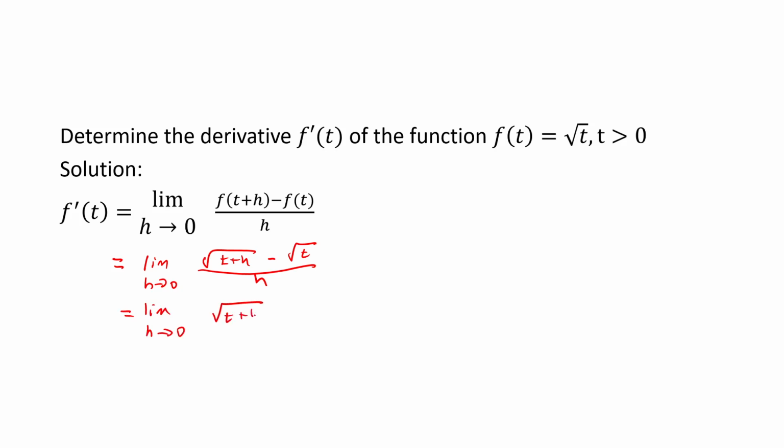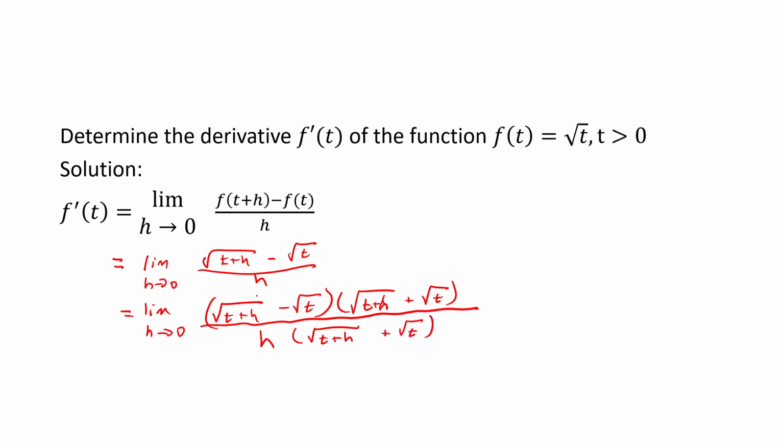I can say the square root of t plus h minus the square root of t, and multiply that with the square root of t plus h plus the square root of t. And all of that is over h, but since I multiplied the numerator by a new factor, I must multiply the denominator by that same new factor.